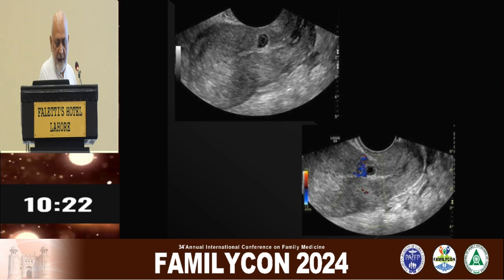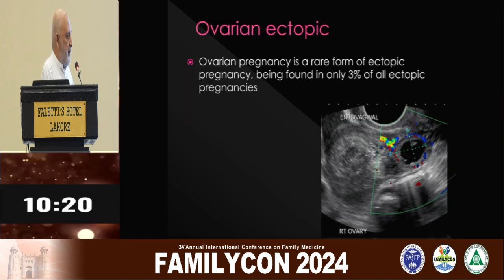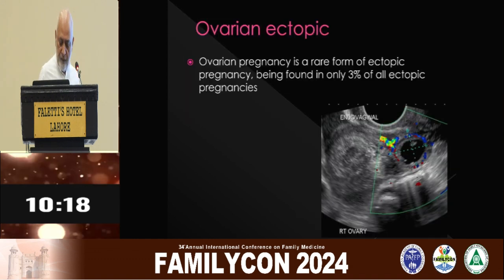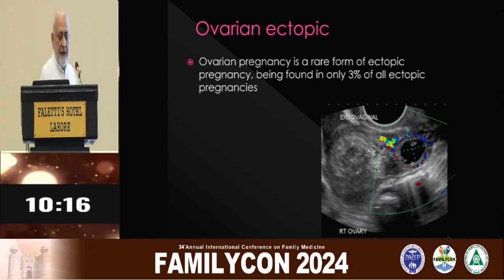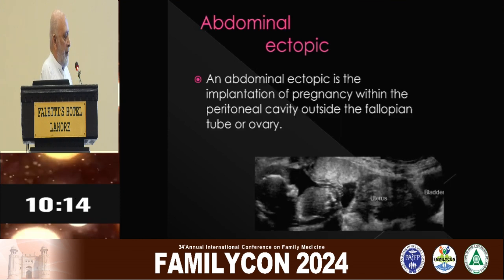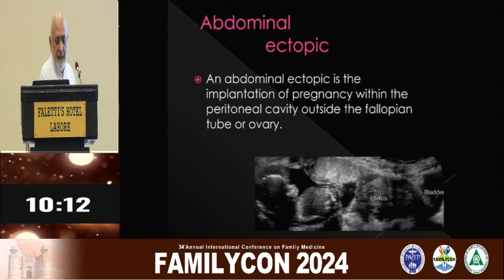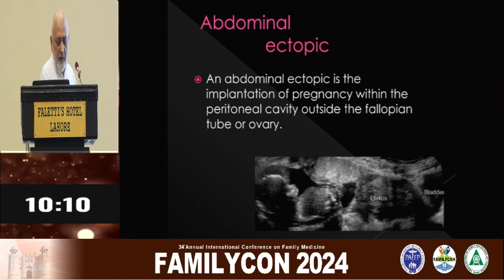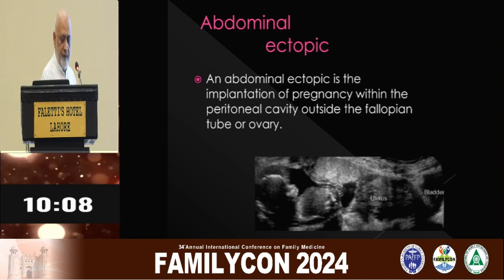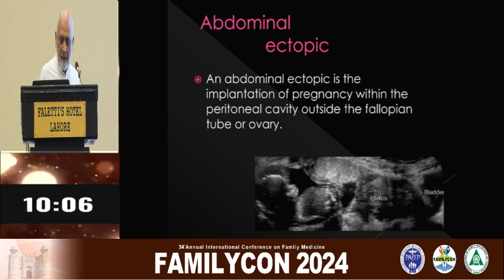Ovarian ectopic is very rare, and we see the ectopically placed gestational sac within the ovary. Then sometimes, very rarely, we see abdominal pregnancy, which is the implantation of pregnancy within the peritoneal cavity, outside the fallopian tube or the ovary.